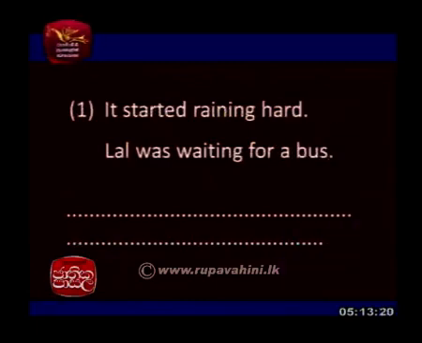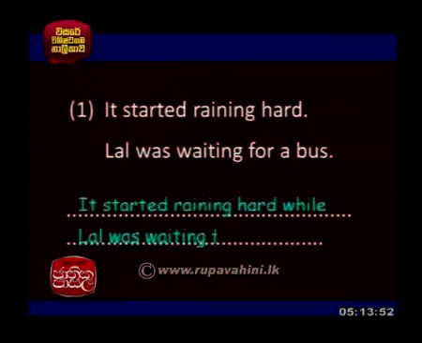So the first question is, it started raining hard. Lal was waiting for a bus. So out of these words that they have given, but, where, who, which, while, when, දරුවනේ මේ වචන වලින් වඩාත්ම සුදුසු වචනේ මොකක්ද මේ වාක්‍ය දෙක එකතු කරලා sentence එකක් කරන්න. It started raining hard while Lal was waiting for a bus. Lal බස් එකක් වෙනුවෙන් ඉන්න වෙලාවේදී වහින්න පටන් ගත්තා.